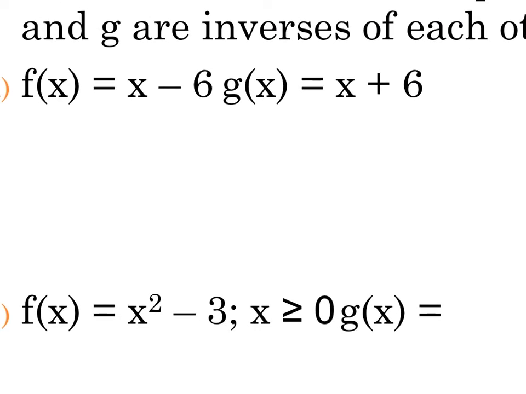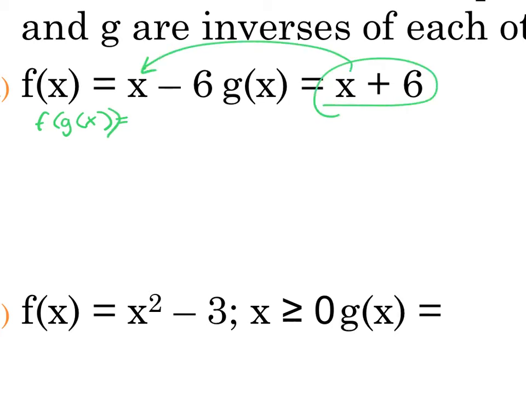So I start with the first. f of g of x means I take g of x and I plug it into the x in the f of x. So x plus 6 minus 6, the positive 6 and the negative 6 cancel out, and f of g of x equals x. That's what it's supposed to equal.